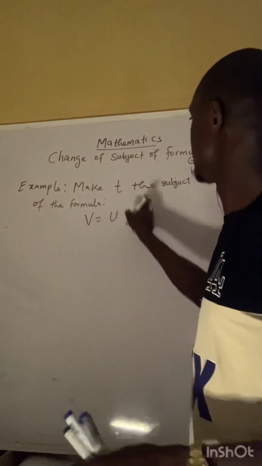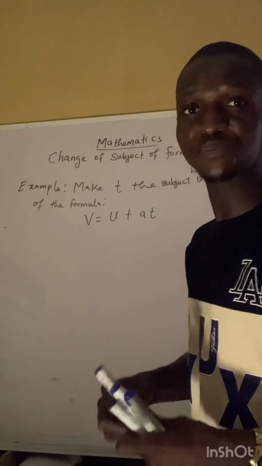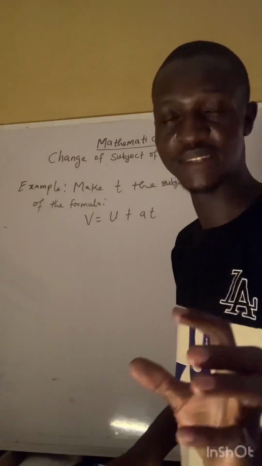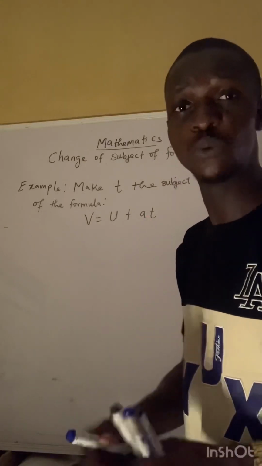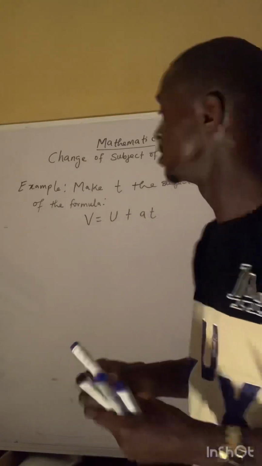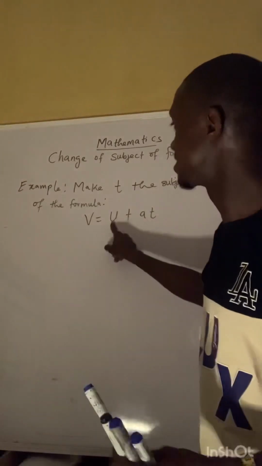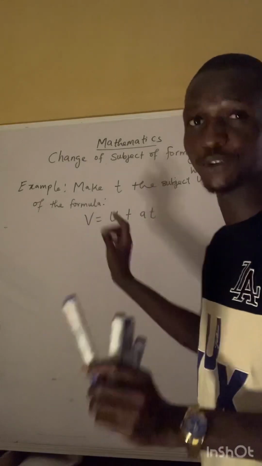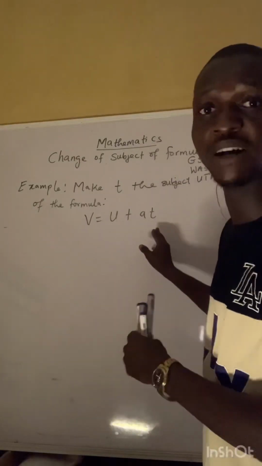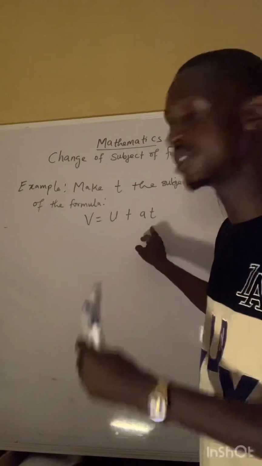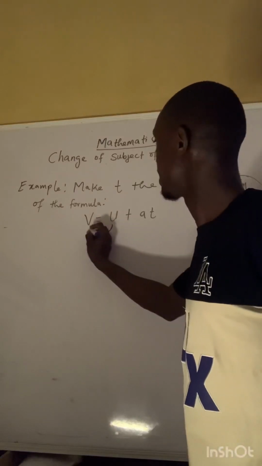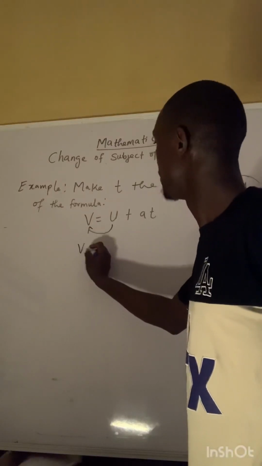To make t the subject, the first thing is identify where the letter is. Where the letter that you want to make the subject is, you need to identify it first. Now here is our t. How can we make t the subject? We need to take this letter to the other side. That is the first thing. You have to rearrange everything until you get the expression or formula for t. Now take this to this side. We have v minus u.